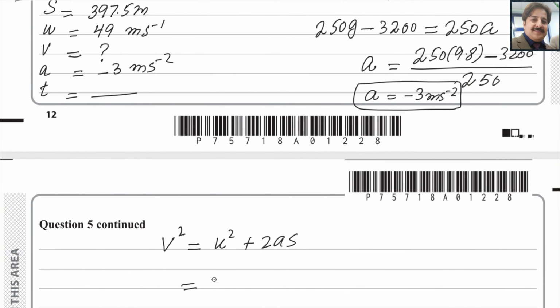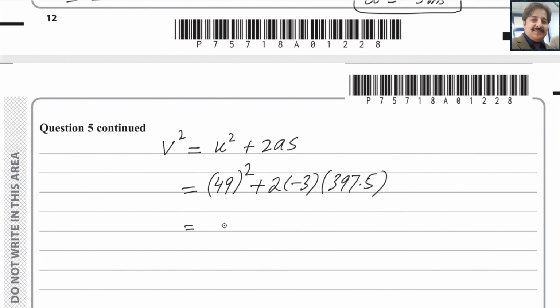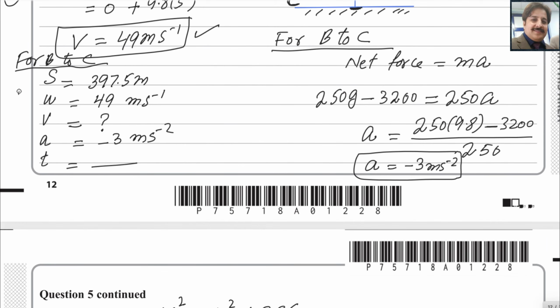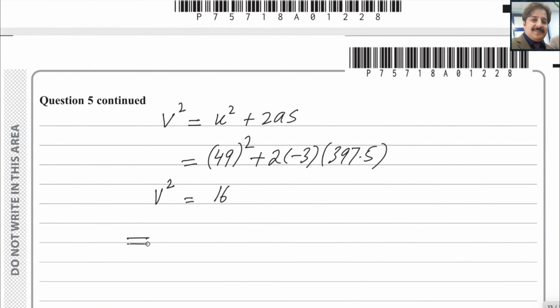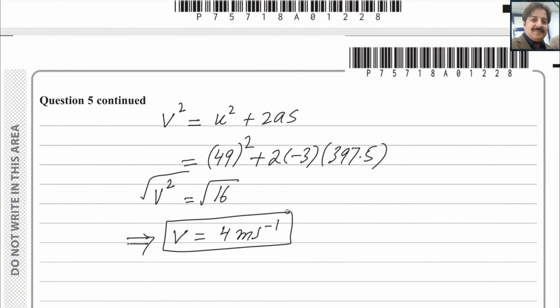Use these values here, so it will be 49 squared plus 2 into -3, and the distance is 397.5. Use a calculator to get the answer. We will get the answer here, 16. v squared is 16. Here we are considering this way positive. Taking the square root will give you the answer. Actually this is plus or minus, but we will consider the positive value because we are considering downward motion positive. So it will be 4 meters per second. So this is the speed when it hits the ground.